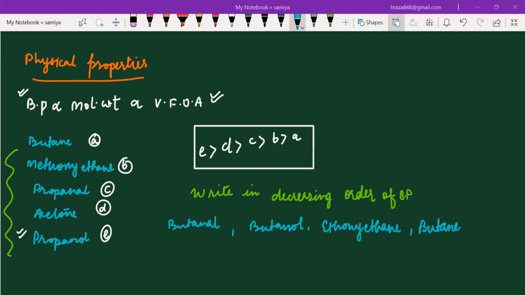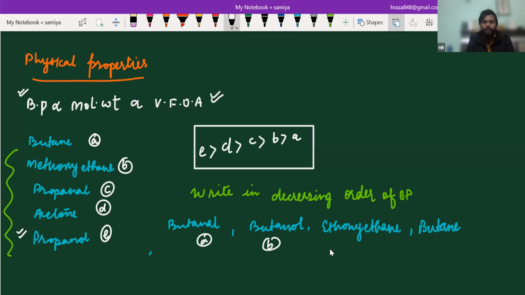Sir, the answer is butanol, ethoxyethane, and then butane. Very good, then your answer is correct. So basically, this is A, B, C, and D. So butanol, then A, butanol, and then C, and then D. Got it, Ammon?